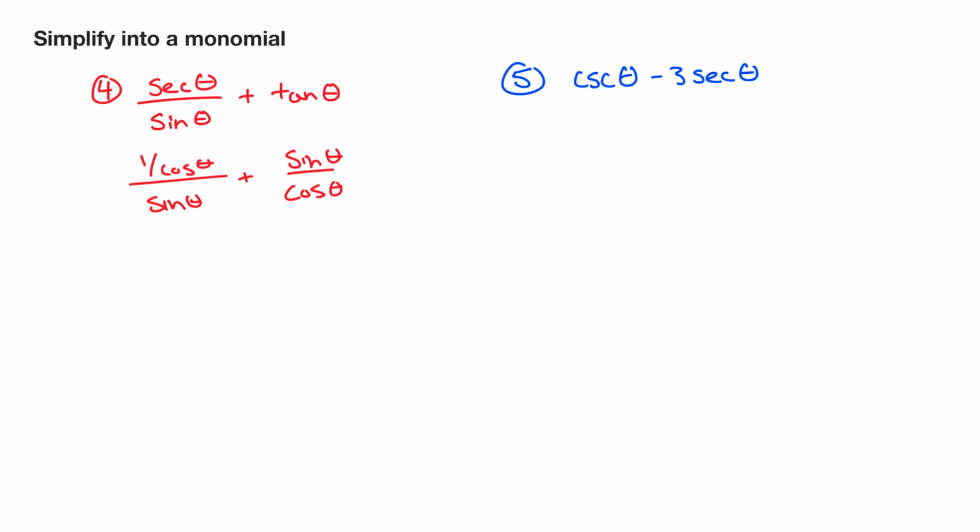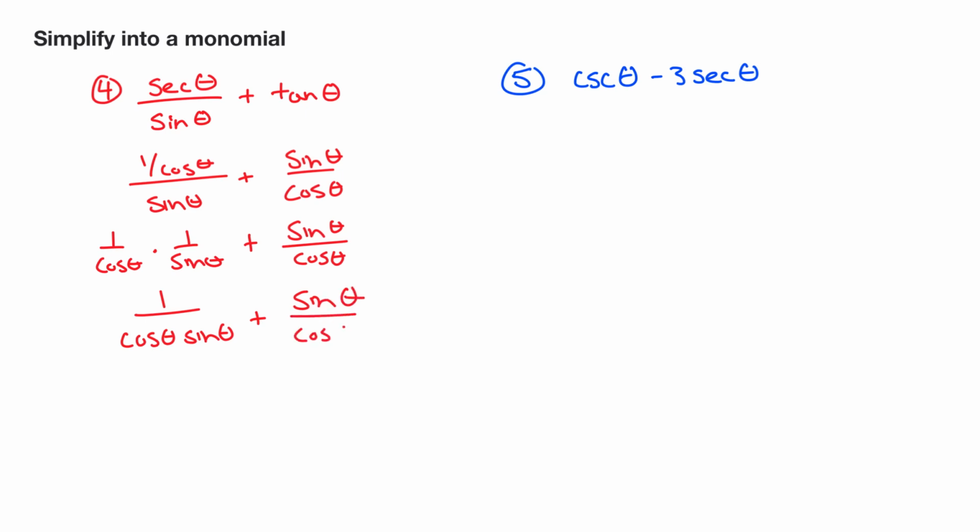I don't like that I have a fraction on the top, but when I combine those together, I'll get 1 over cosine of theta times 1 over sine of theta, plus sine of theta over cosine of theta. Then I can multiply the very first two things together. 1 over cosine times 1 over sine is 1 over cosine of theta sine of theta, plus sine of theta over cos of theta. So I converted everything into sines and cosines. And then I simplified it as much as humanly possible for each individual term.